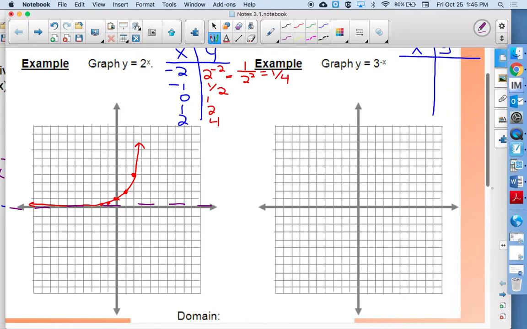So see if you can do the next one. Again, the goal is to see what happens if you have a negative exponent. So what should happen? What's going to change with the graph?